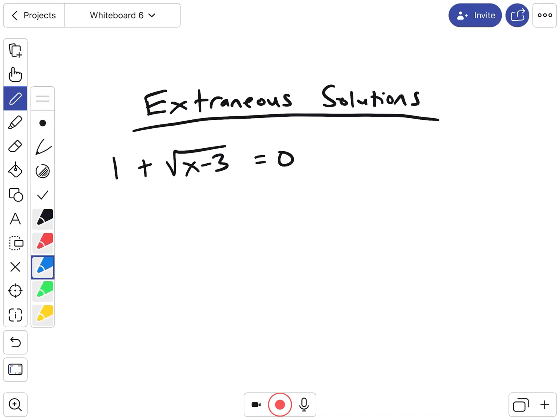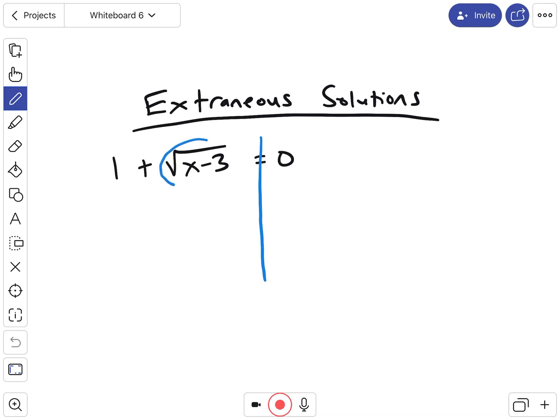So, by now you've had exposure to solving radical equations, where you want to isolate this radical, this square root, by, let's say, moving over the 1. And here we're just solving normally. 0 minus 1 is -1.